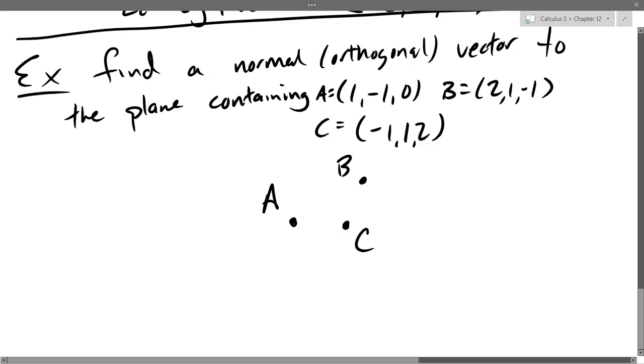One thing we can do is find some vectors. So I will just call them u and v. How do I find a u? There we go, end minus start, B minus A. How about v? C minus A. C minus A, all right.